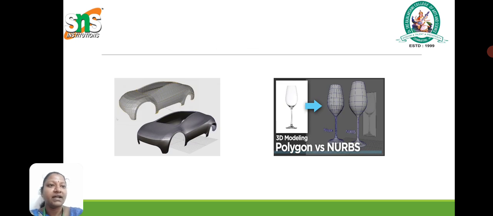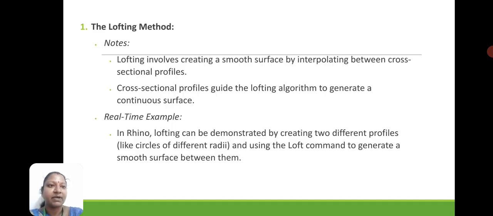This is a normal polygon and we are creating using the NURBS. NURBS define the best texture effects for the particular object. Next is the lofting method. Lofting involves creating a smooth surface by interpolating between the cross-sectional profiles. Cross-sectional profiles guide the lofting algorithm to generate a continuous surface.